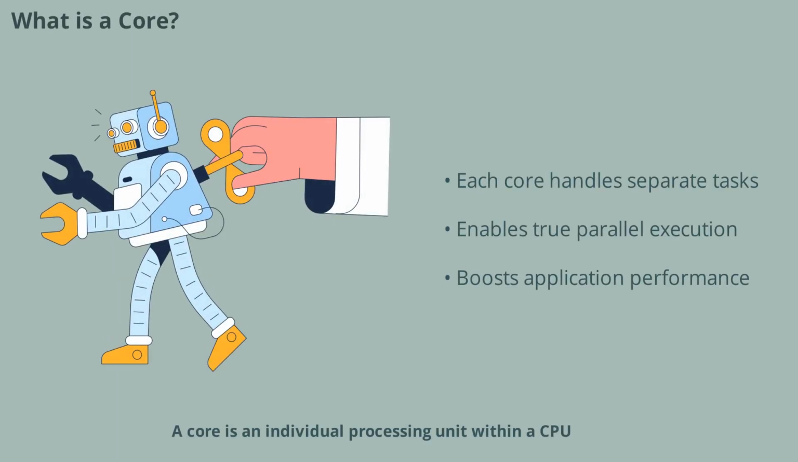Core is an individual processing unit within a CPU. Think of it as a mini CPU inside the main chip. Modern processors can have multiple cores, dual-core, quad-core, or even more. Each core can execute its own thread independently, allowing true parallelism.